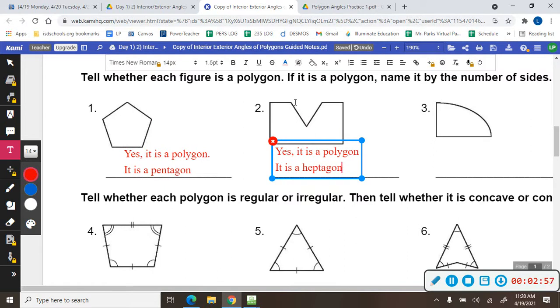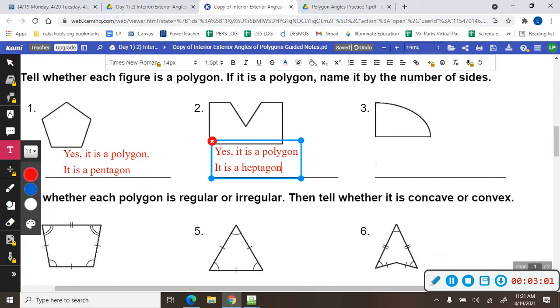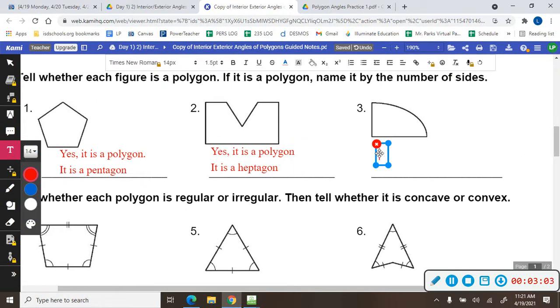If they asked, I would say it's concave. This one's convex. Is this a polygon? No. Why? Because it has a curved edge. To be a polygon, you cannot have curved edges.